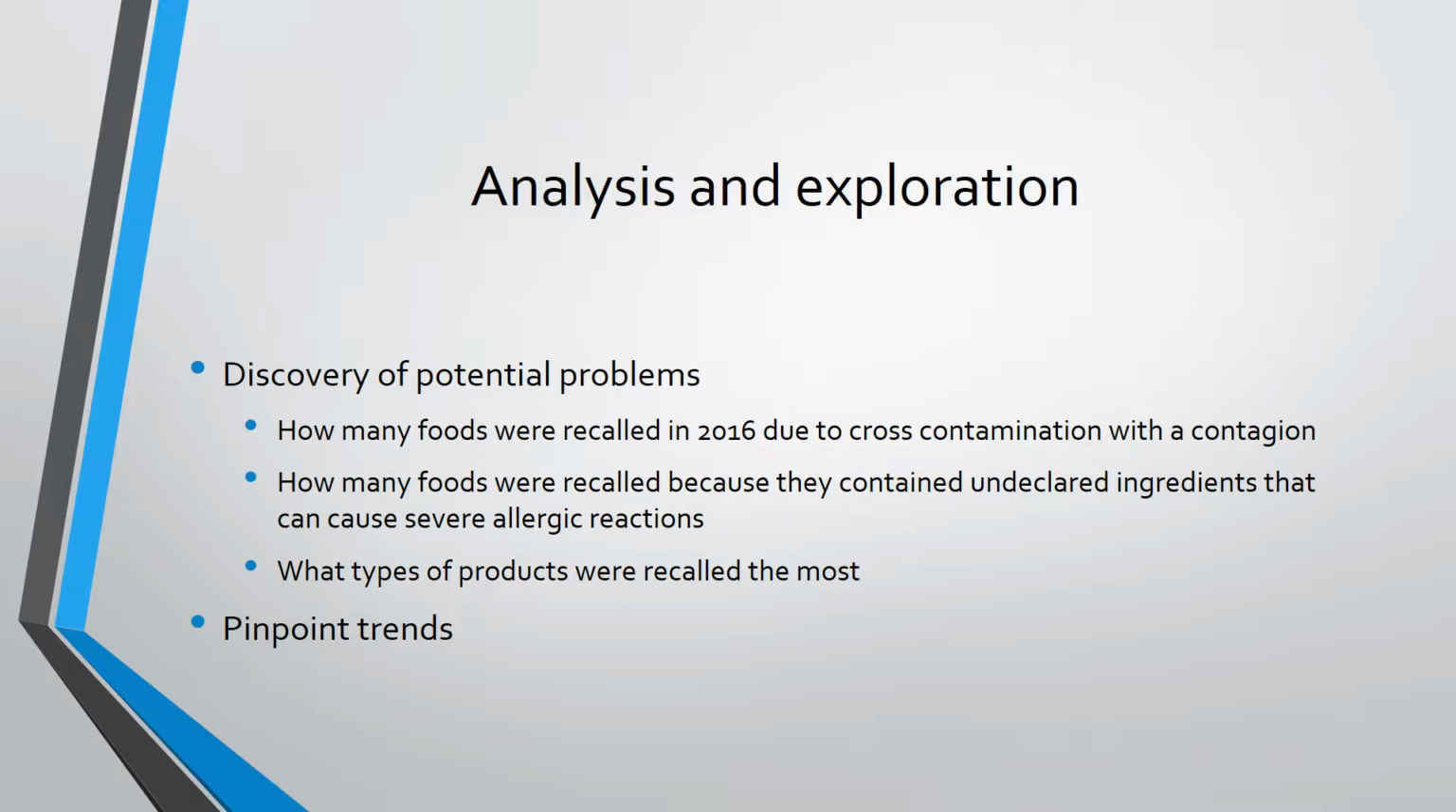First, how many foods were recalled in 2016 due to cross-contamination with a contagion? How many foods were recalled because they contained undeclared ingredients that could cause severe allergic reactions? And finally, what types of products were recalled the most? I was also initially able to use the data set to determine where or what information will require further exploitation within pinpointing trends.